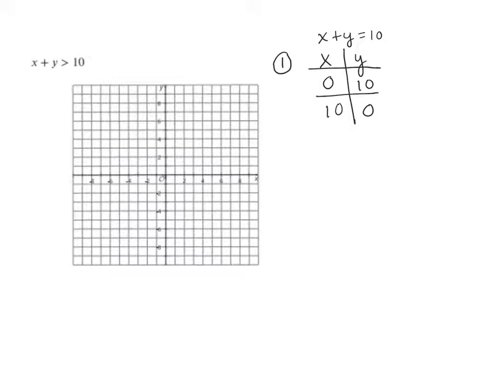Alright, so I'm then going to graph those intercepts. So (0, 10) and (10, 0).